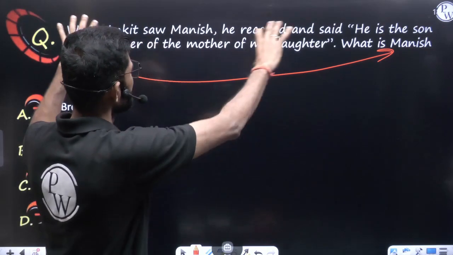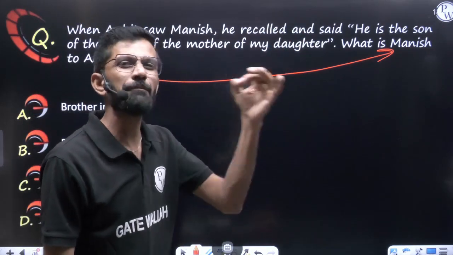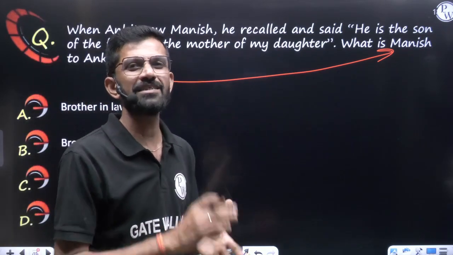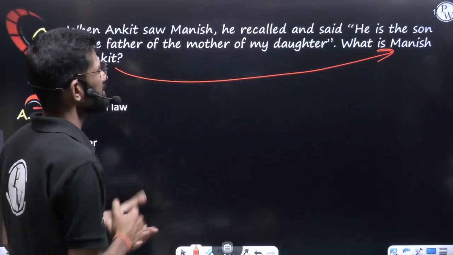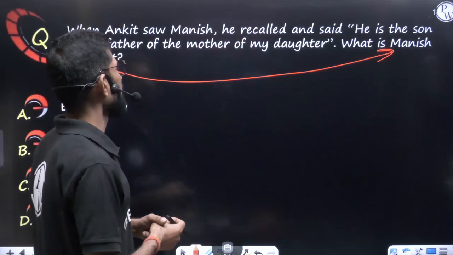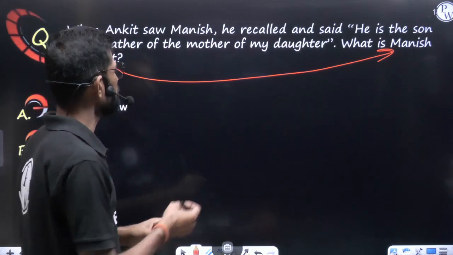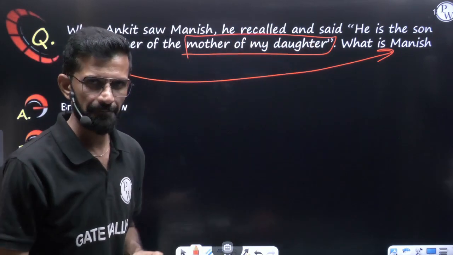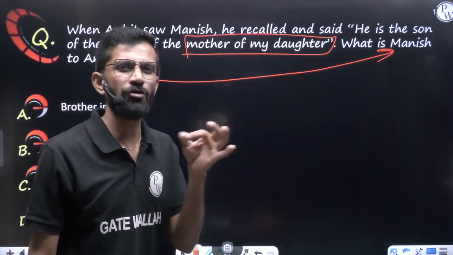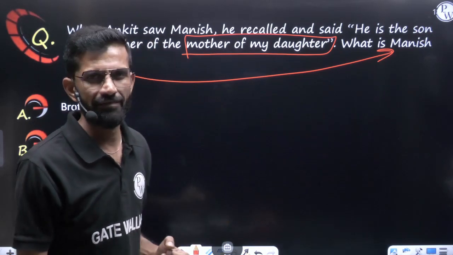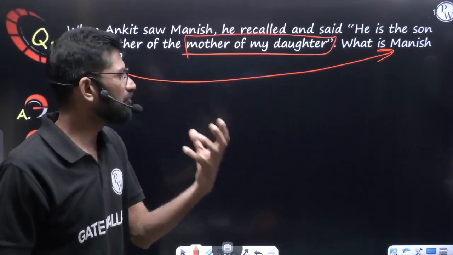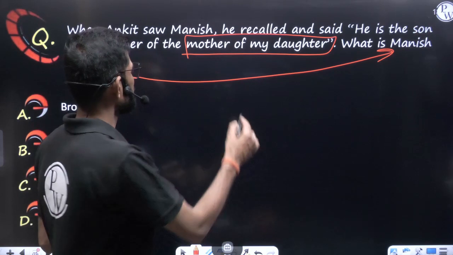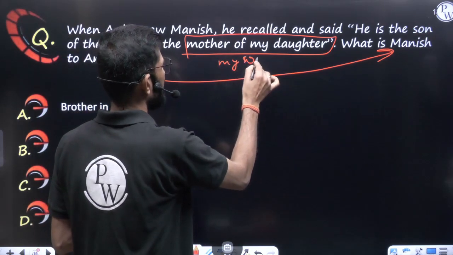Now this sentence is said about Manish, said by Ankit. Ankit is saying this sentence, and he is saying the relation about Manish: he is the son of the father of the mother of my daughter. Can you tell me, for this part, mother of my daughter, what single relation we can use? My daughter's mother is obviously my wife, because a male member is saying it. So for this part you can say directly my wife.